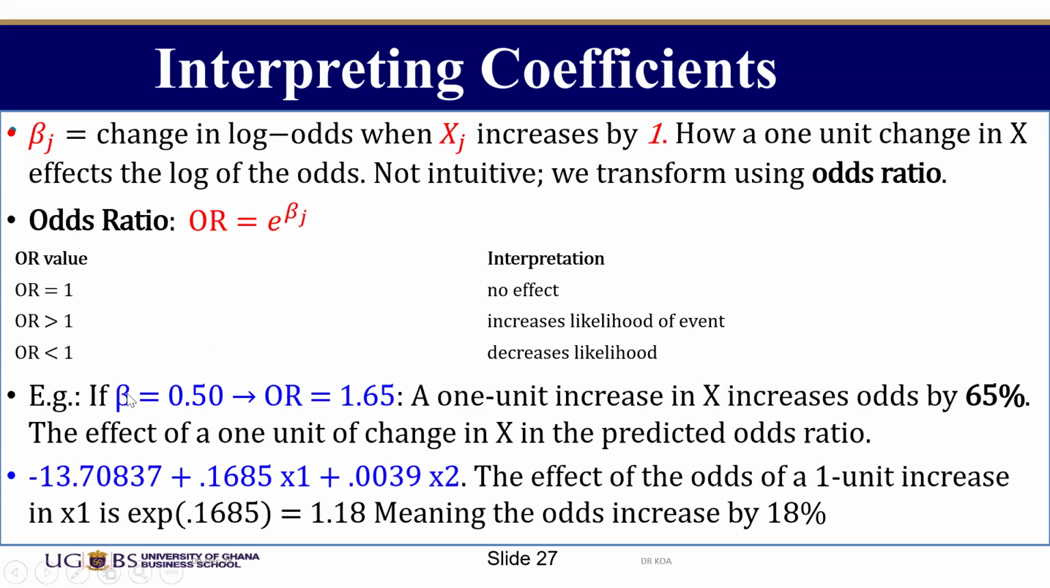So let's take an example. Suppose you have beta to be 0.5. What do you think will be the odds ratio? It is 1.65. Who can tell me how we get 1.65 from 0.5? How did you get that? Do you know E, the value of E? What is the value of E?